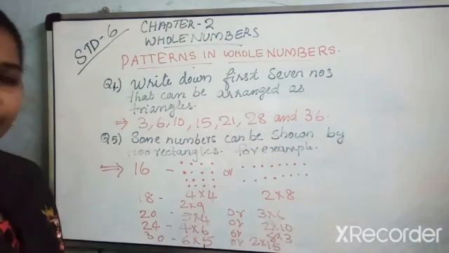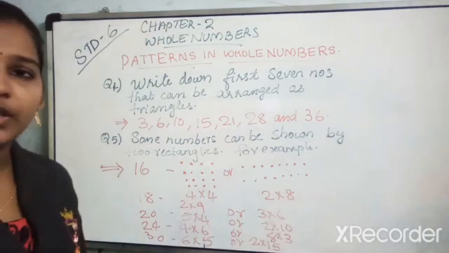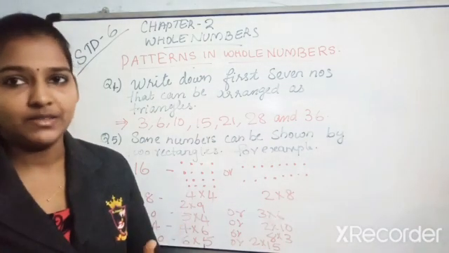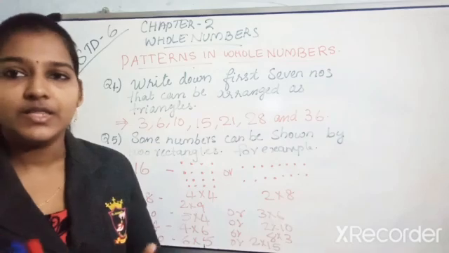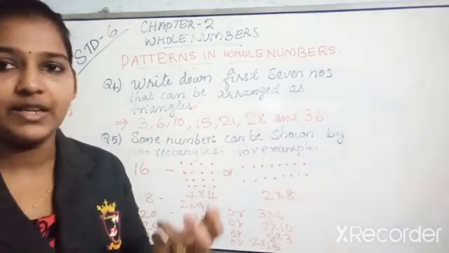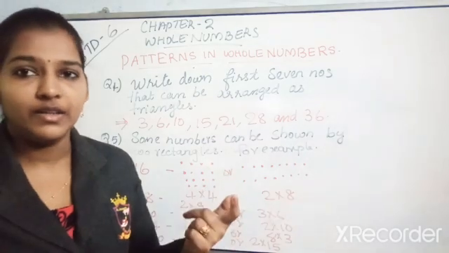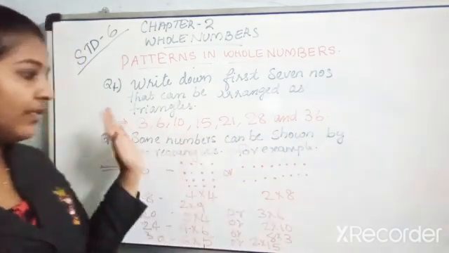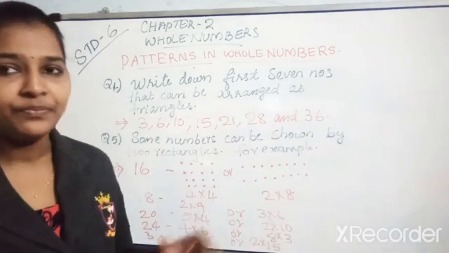Got it, children? So today we discussed the way to arrange numbers in patterns as dots and in elementary shapes, that is lines, rectangles, triangles and squares. Everyone go through this topic very well and study it well.